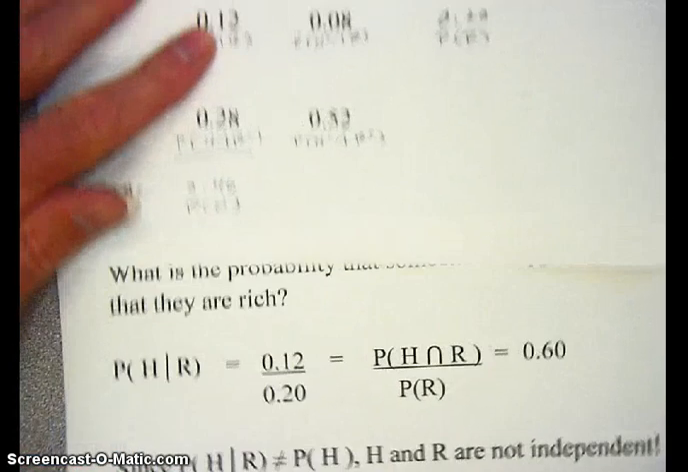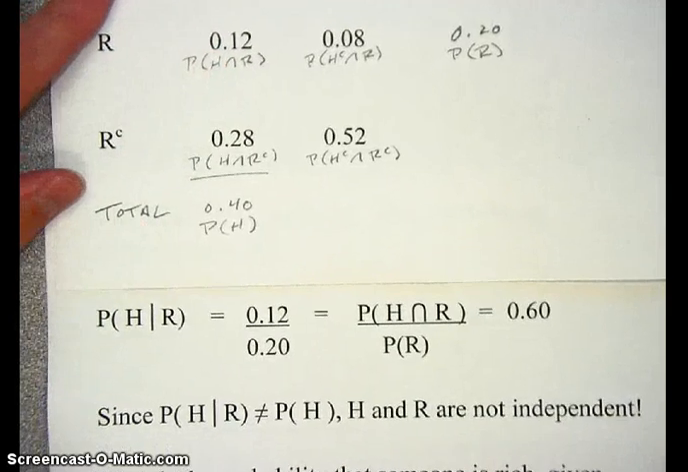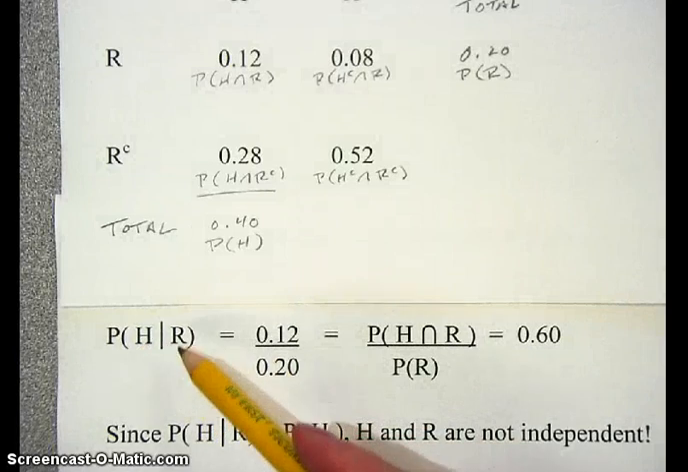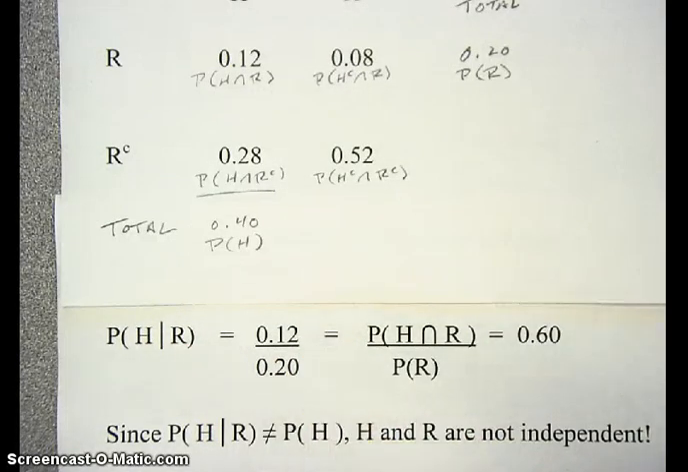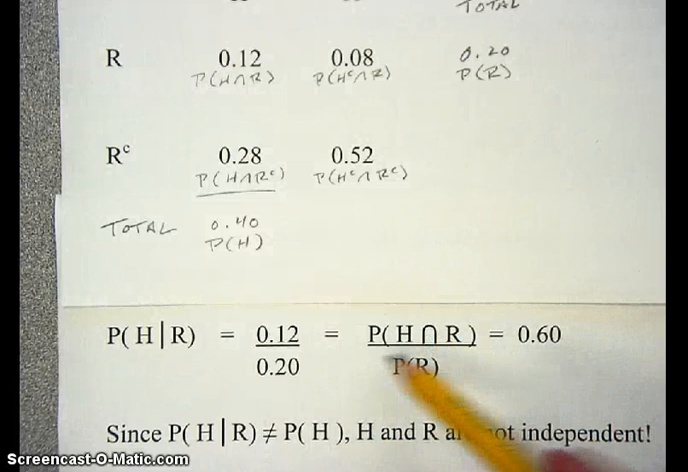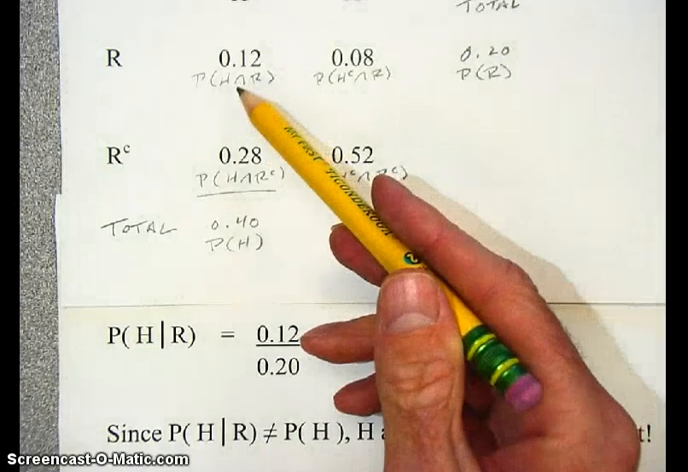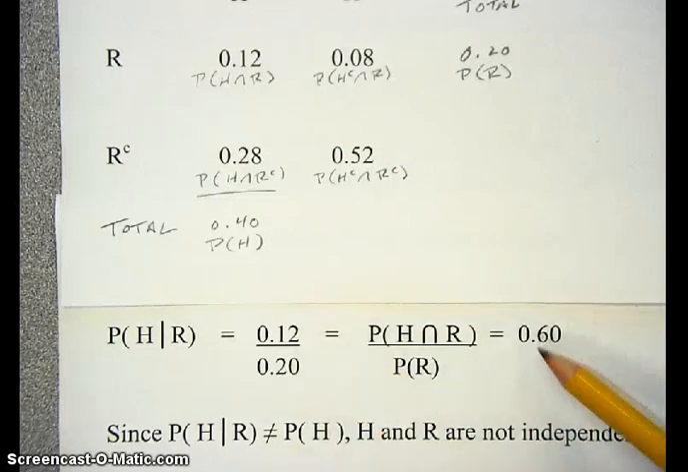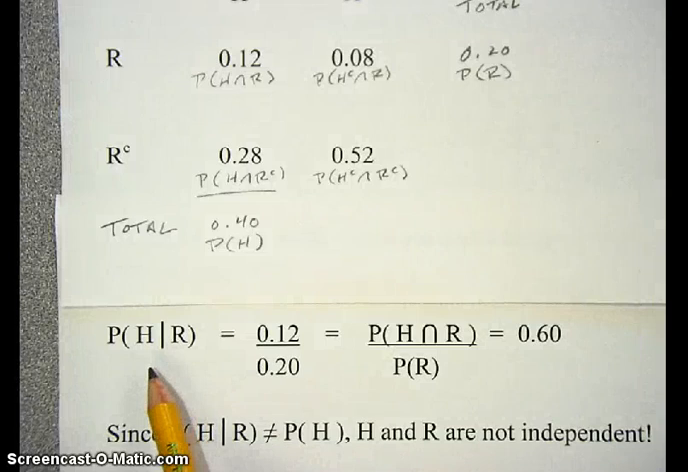So in terms of working out the math, the probability that somebody's happy given that they are rich is 0.12 over 0.20. That's the probability that somebody's happy and rich divided by the probability that somebody's rich. When you do that division, it works out to be 0.60. So 60% of the people are happy if they're rich. Only 40% of the people are happy overall. That means that somebody's more likely to be happy if they're rich than if we don't know if they're rich or not.